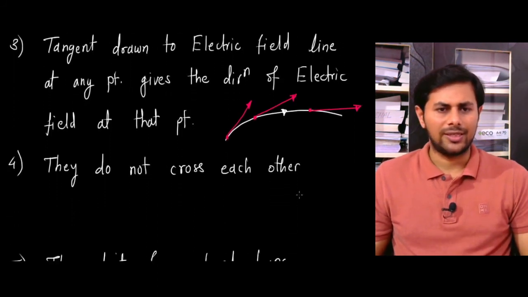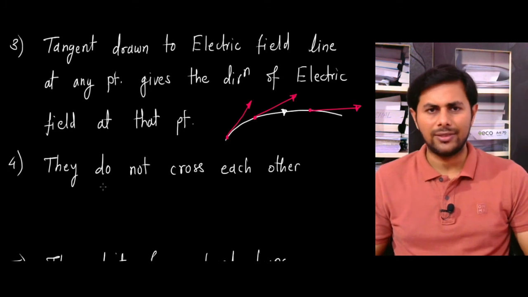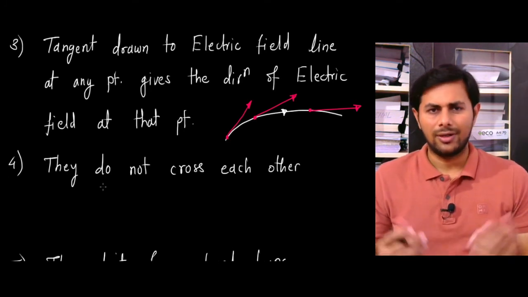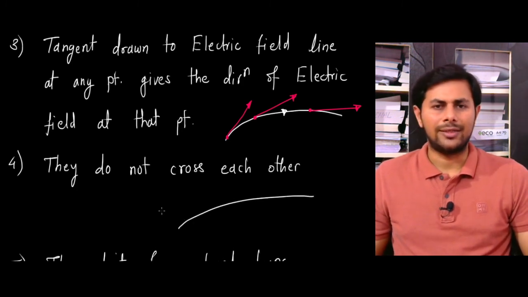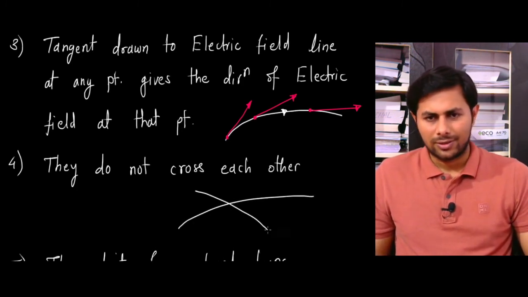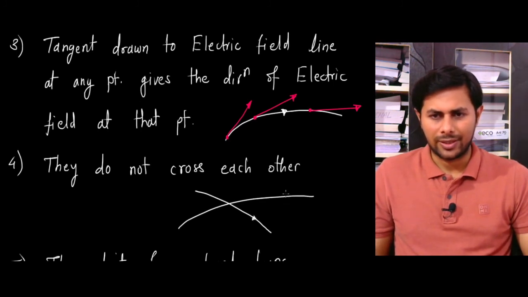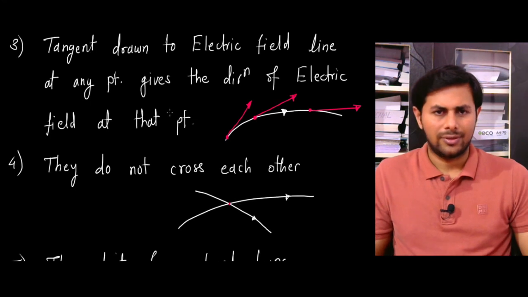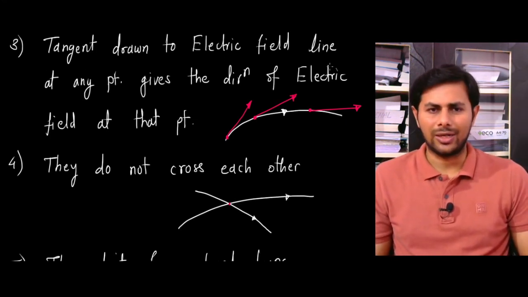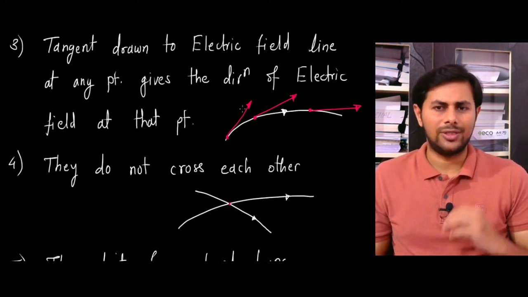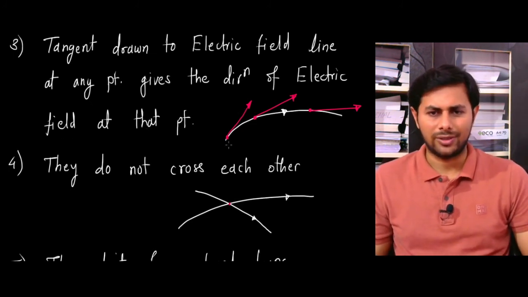Then the next property says that two electric field lines do not cross each other. Let's think why. So let's suppose that they do cross. I have drawn two electric field lines over here which are crossing each other at this point. We have seen in the previous property that the tangent drawn to an electric field line at any point gives the direction of the electric field at that point.